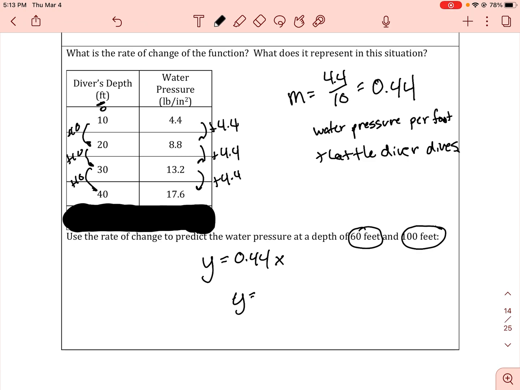So here's my equation. First I want to find 60 feet. So I substitute 60 in for x, and I do 0.44 times 60, and I get my y value to be 26.4 pounds per square inch. And now for the 100, 0.44 times 100 is 44. So at 100 feet, there will be 44 pounds per square inch of water pressure.